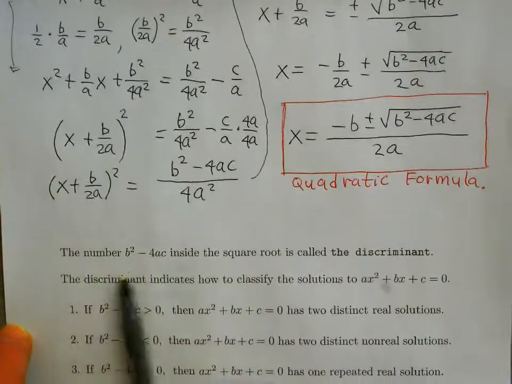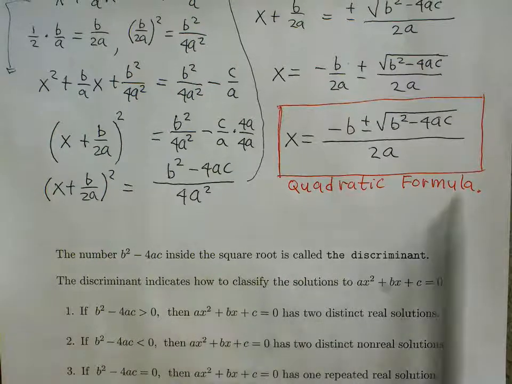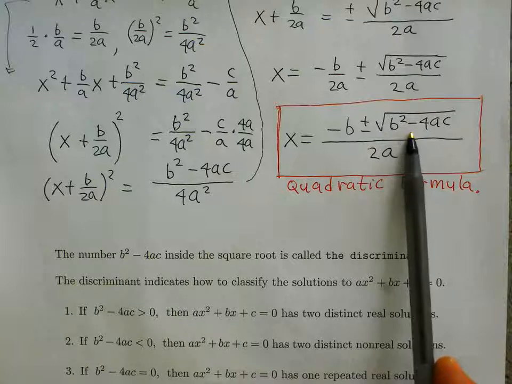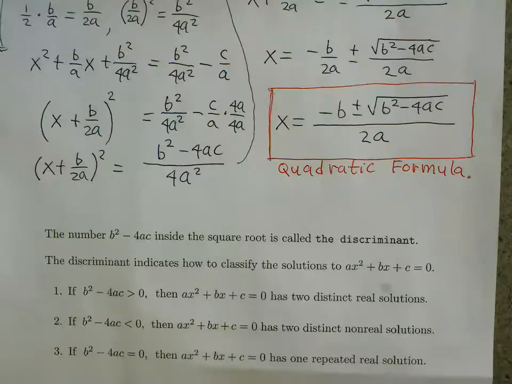Okay, the number b to the second minus 4ac that's inside the square root in the quadratic formula is called the discriminant. And the discriminant indicates how to classify the solutions to the quadratic equation ax squared plus bx plus c equals 0.